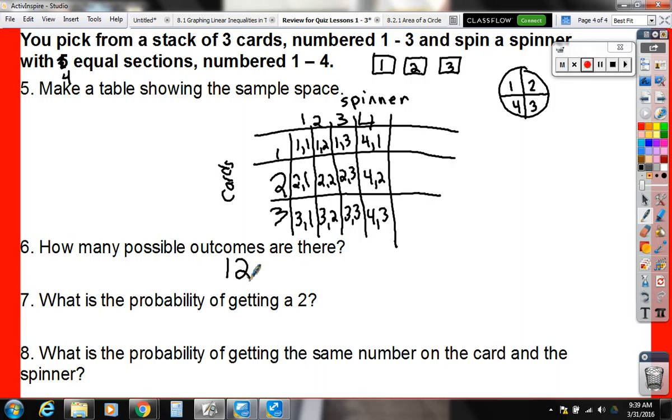What is the probability of getting a 2? So how many of those outcomes have a 2 in them? Question? Yeah, the way I did it over here, I probably should have put 1, 4, 2. Let me fix that.